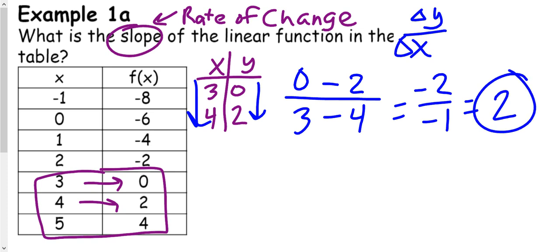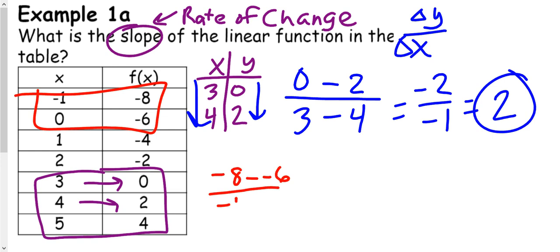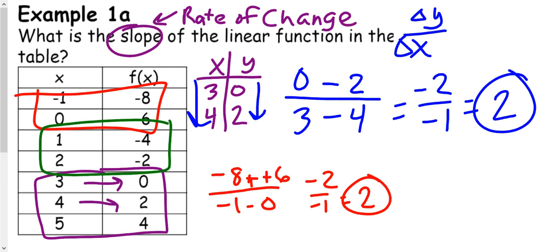And it doesn't matter. You could pick 2 points from anywhere in the table and you will get that same answer. Let's look if I had just selected these two. Okay? I'm going to have negative 8 minus a negative 6 over negative 1 minus 0. Same change, change. So I get a negative 2 over negative 1, which guess what? Reduces to 2.